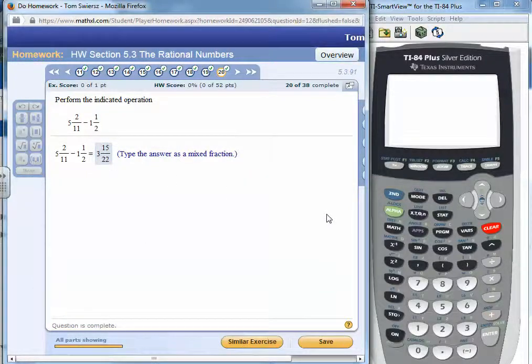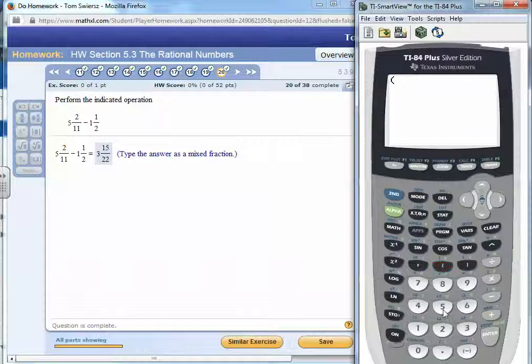Now this one you could simply do on your calculator. The fastest way, again, you can remember, you can do division. You can do mixed numbers, but you have to do the addition, right? So the mixed number 5 and 2/11 would be 5 plus 2 divided by 11, right? And then we're subtracting, in parentheses, 1 1/2, which would be 1 plus 1 divided by 2.